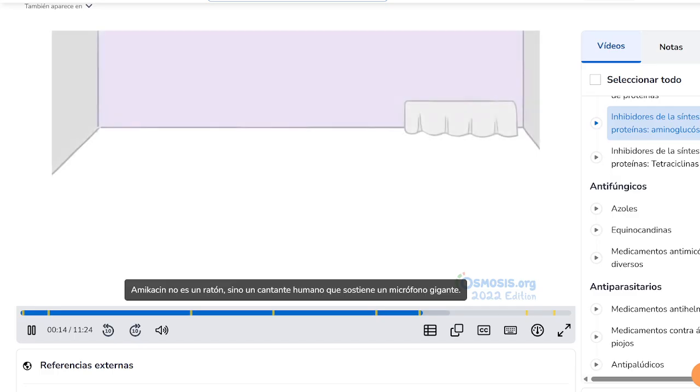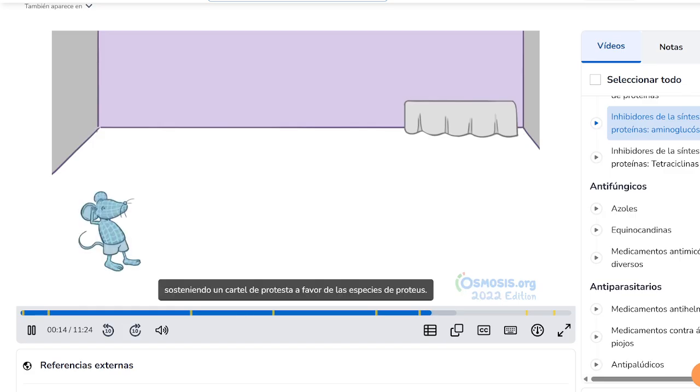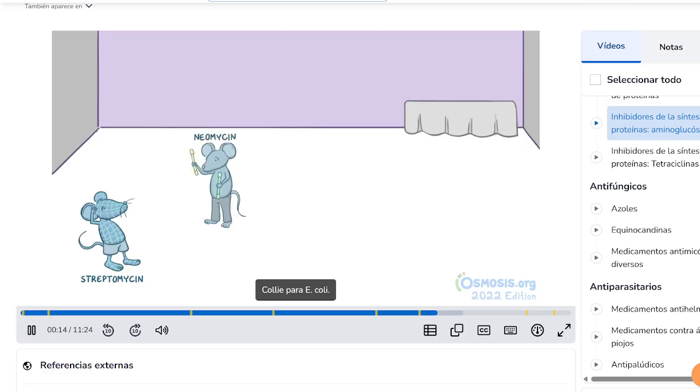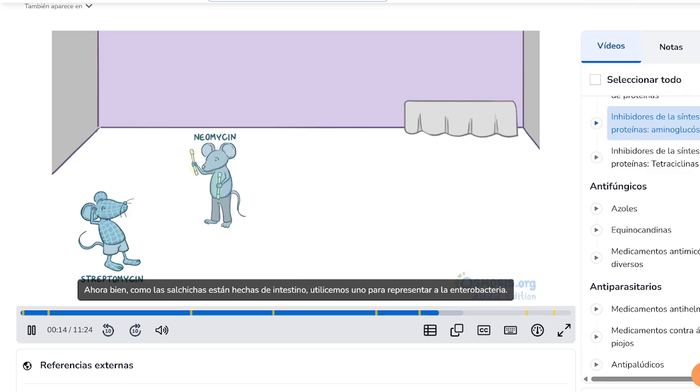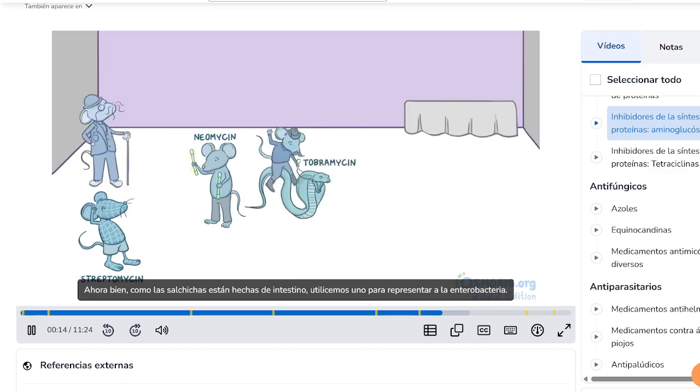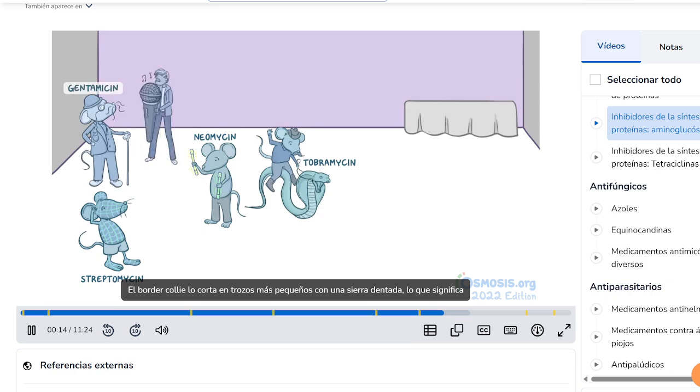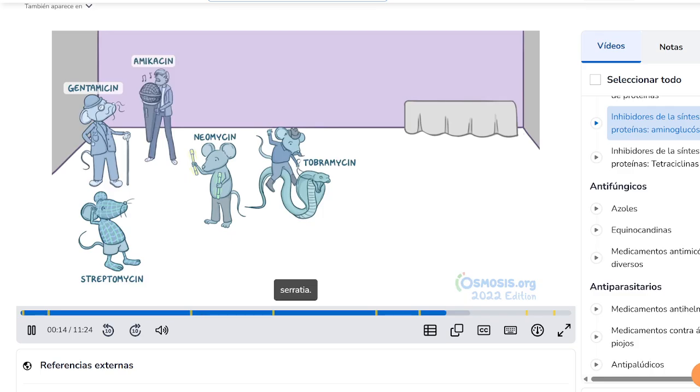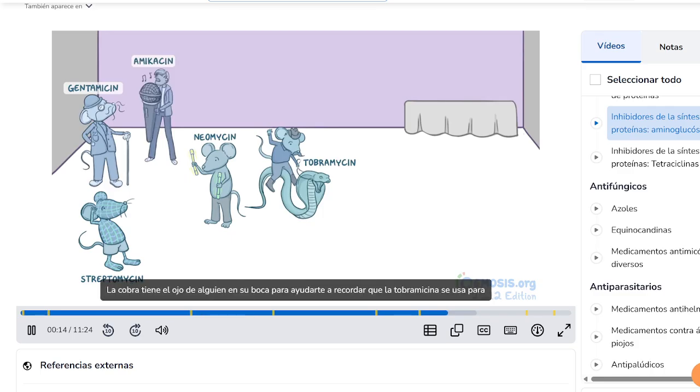Alright, so let's make a mnemonic to help you memorize and retain all these farm facts. All the aminoglycosides are having a wild party. First, we have the medications with mycin in their name. There's a mouse with wild stripes painted on his body for streptomycin, a mouse with crazy neon glow sticks for neomycin, a particularly brave mouse is riding a small cobra for tobramycin, and a mouse dressed as a dapper gentleman for gentamicin. Amikacin is not a mouse, but a human stinger holding a giant mic.